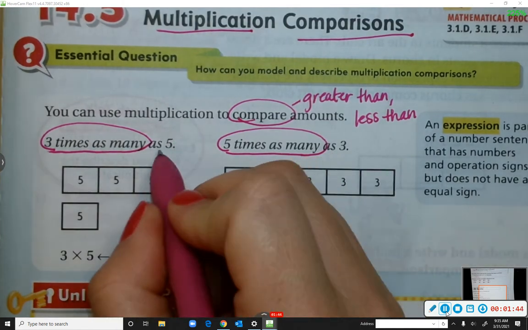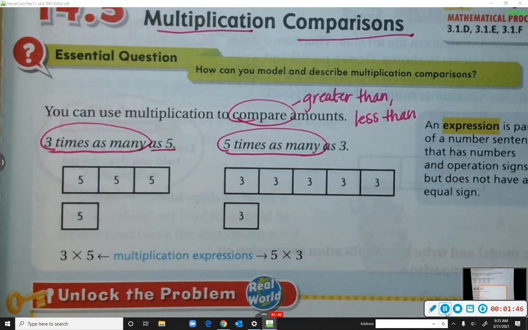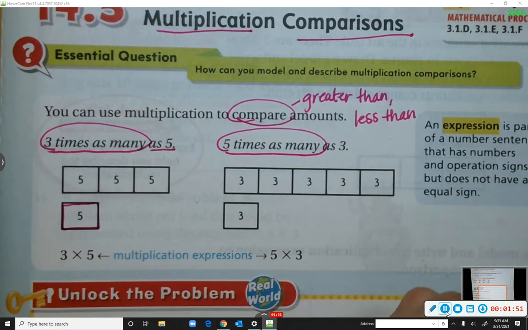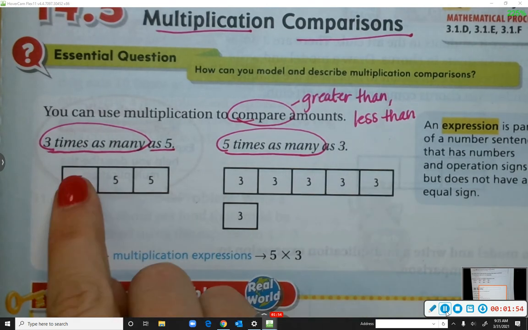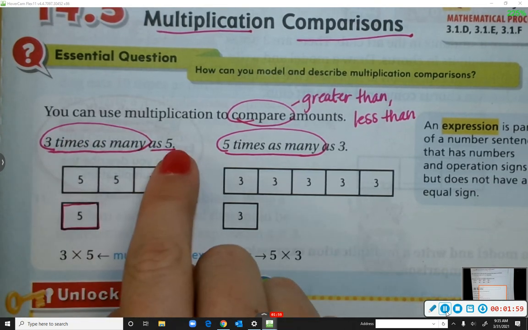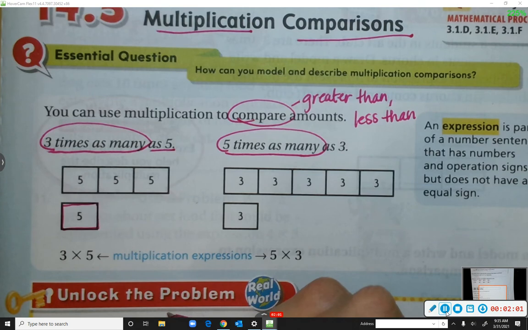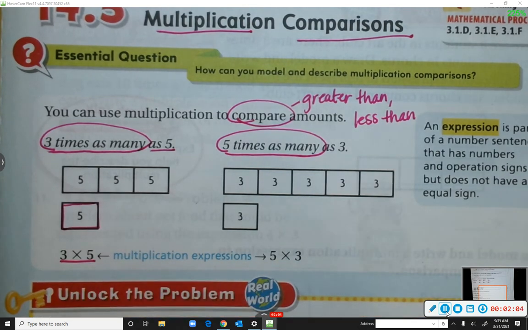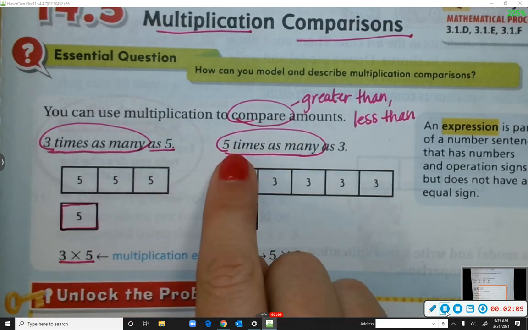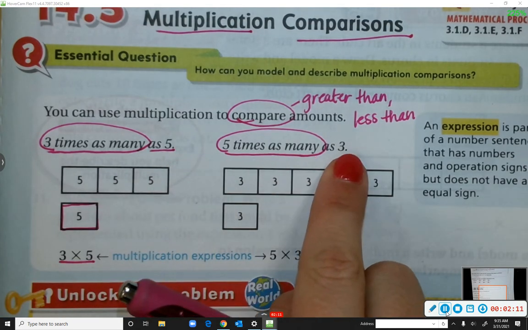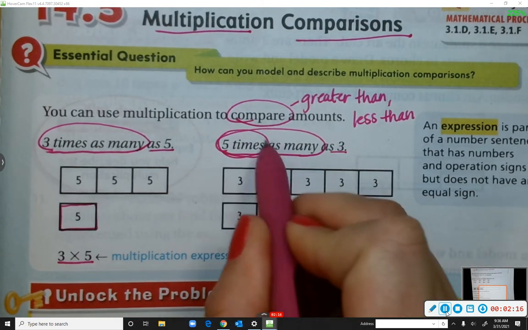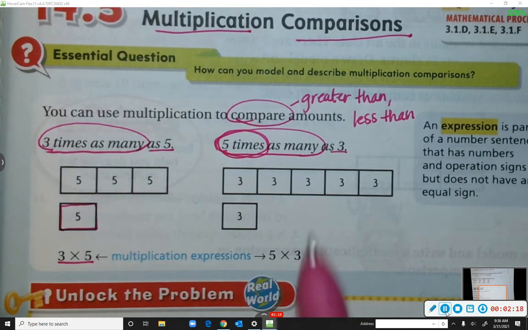Okay, so the number in the back, when it says three times as many as five, that means I need to take 5 and do it three times, okay? So here's the three boxes. So if I were to solve this problem, three times as many as five, all that means is three times five. Now over here, when it says five times as many as three, that means I have 3 and I'm doing it five times. Okay? So that's why you see the box.